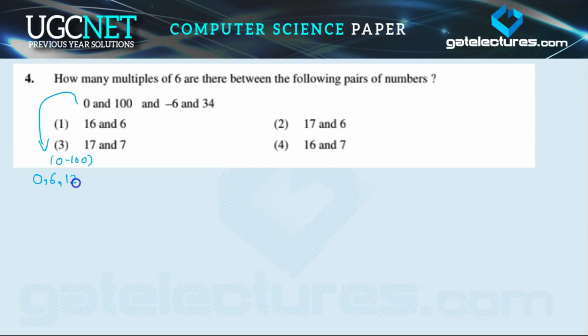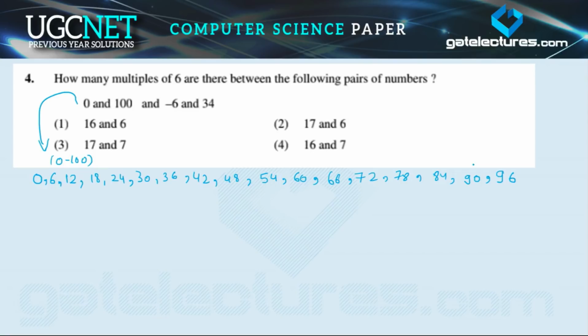Now the next one is 12, 18, 24, 30, 36, 42, 48, 54, 60. Now the next ones are 66 and 72, 78, 84, 90, and the next one is 96. So these are the multiples of 6 in the range of 0 to 100, right?